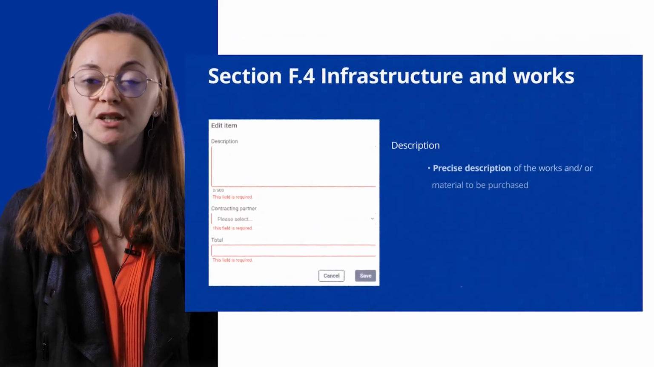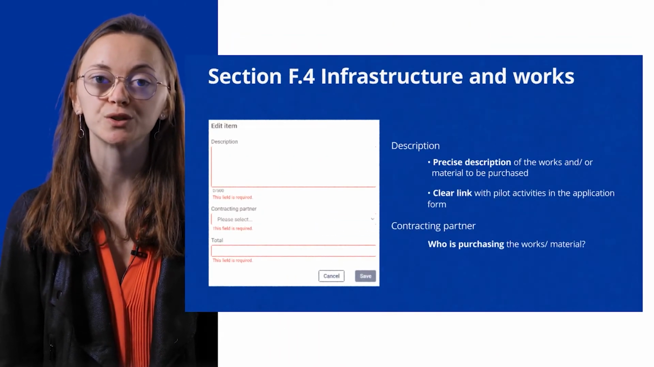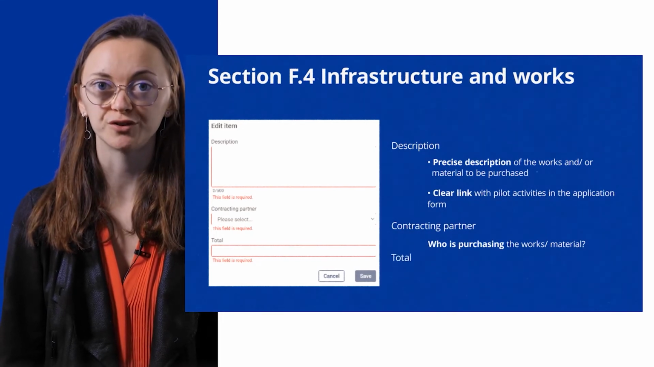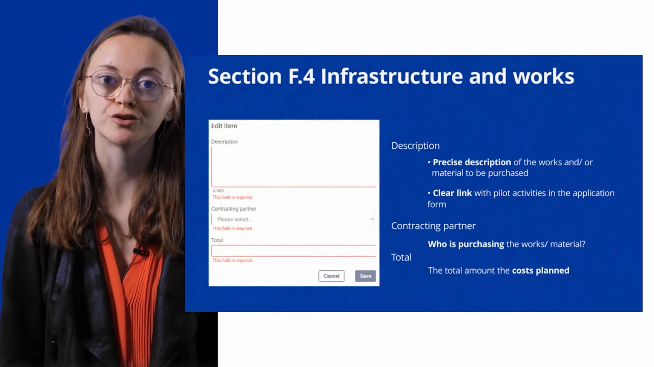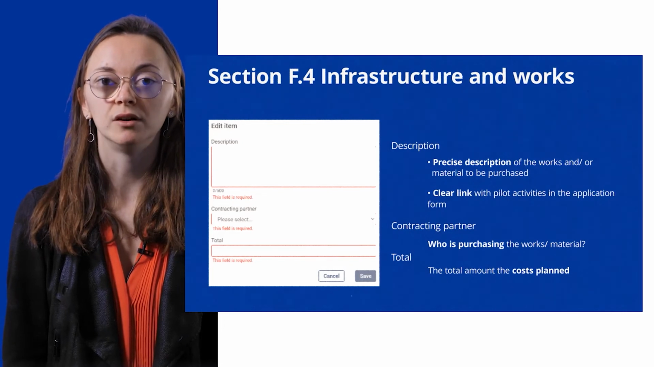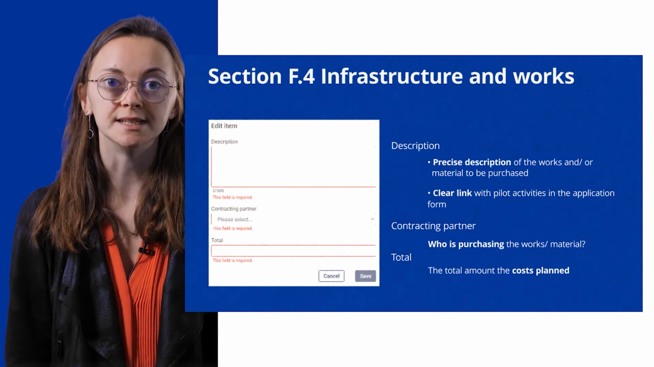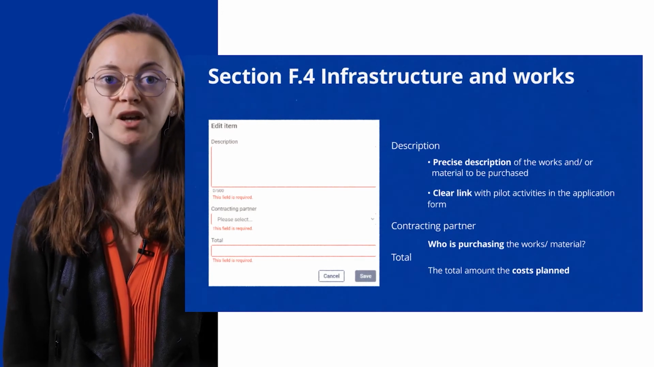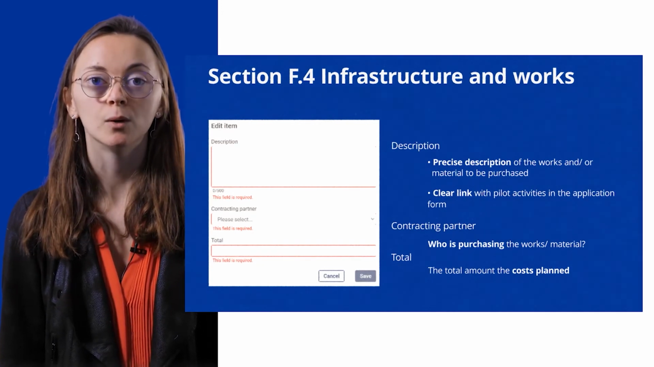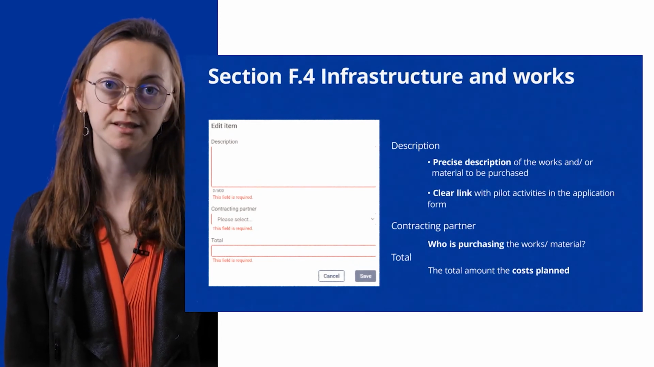You will have to indicate who is the contracting partner and also indicate the total amount of the cost. Then in the description box, you should explain what are the materials or the labor, for example, the labor works needed for the pilot action. You should also clearly explain what is the link with the pilot activities.